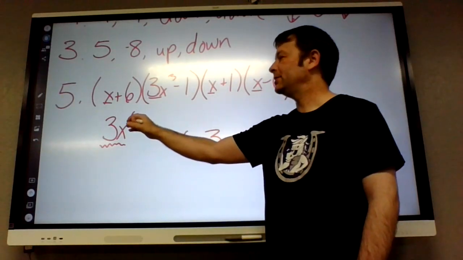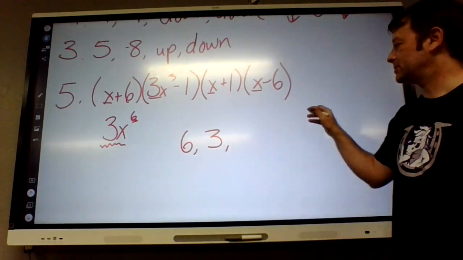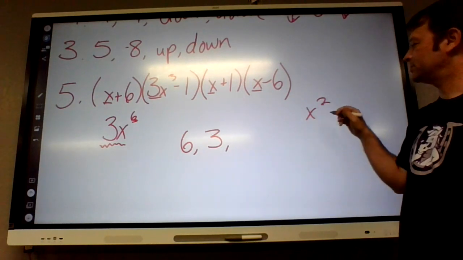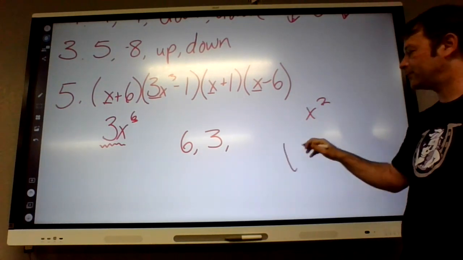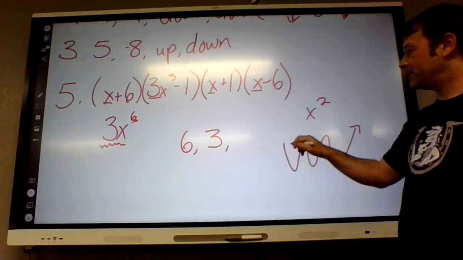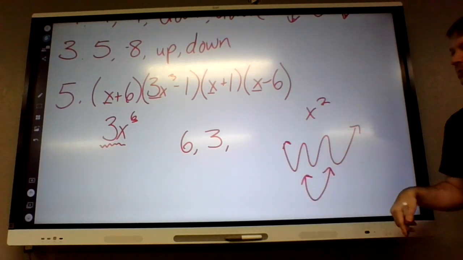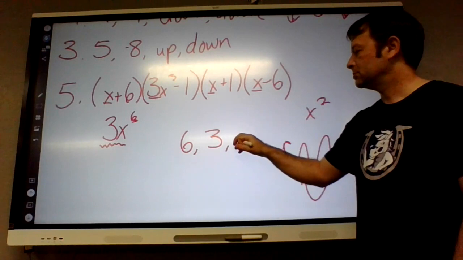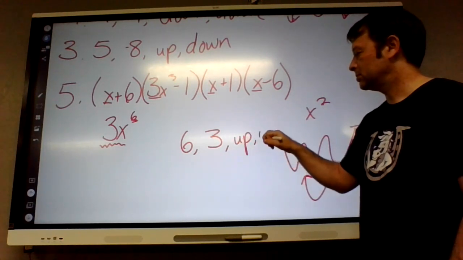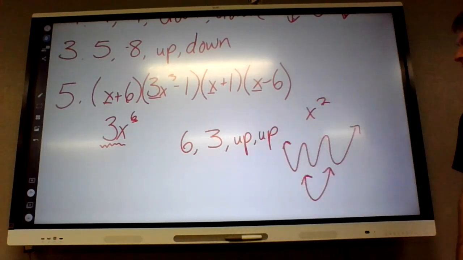If it's an even degree, it's going to be the same thing as x squared. It's going to be like a parabola, except there's a lot of curves. But it will end just like a parabola. It'll end going up, up. Up, up, and away.